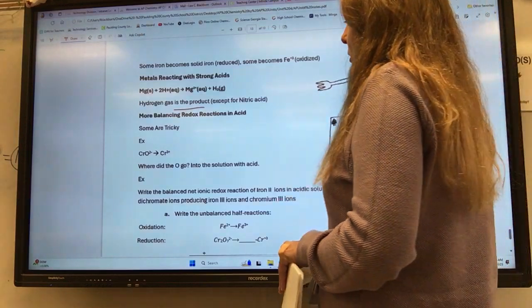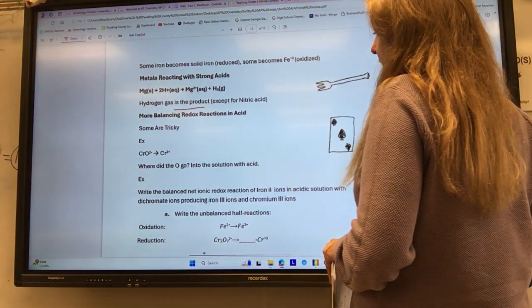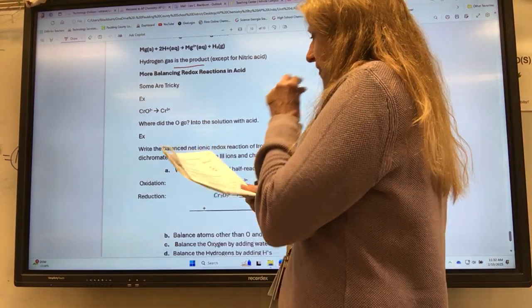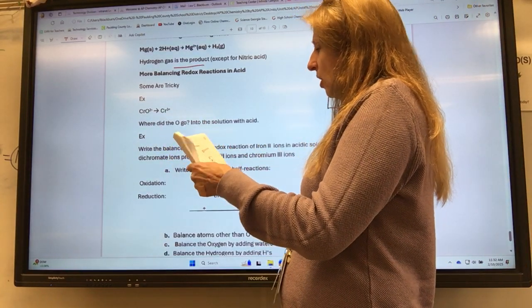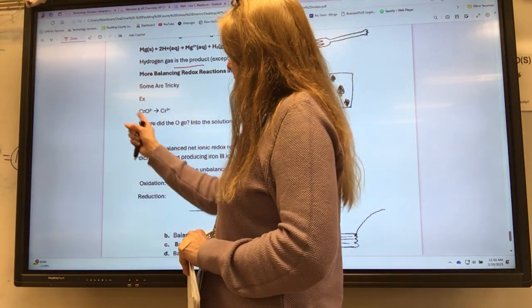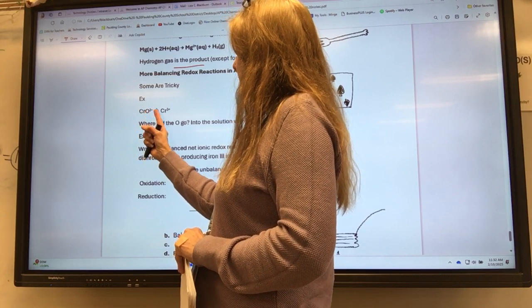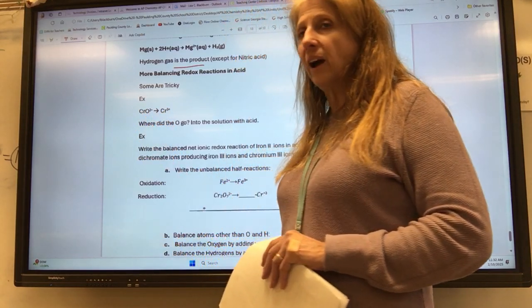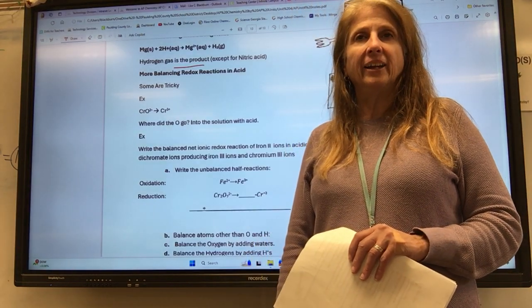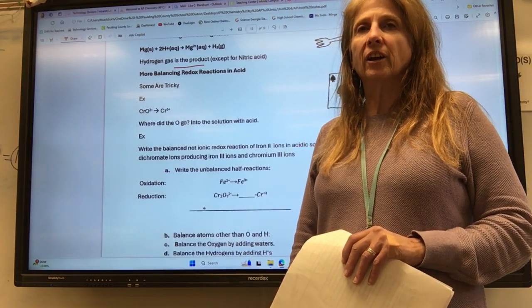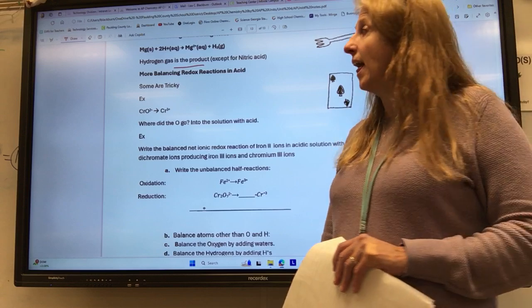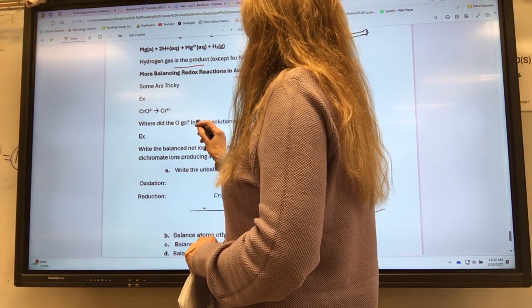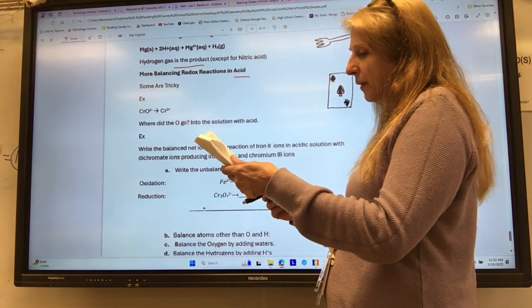Now, more about balancing redox reactions with acids. Some are a little bit tricky. So here we've got chrome with our half reaction. We'll have chrome with oxygen going to just chrome. Where did the oxygen go? Any ideas? It's not in our reaction, so it didn't react. What happened to it? The thing is it's an acid. So it goes into the solution with the acid.